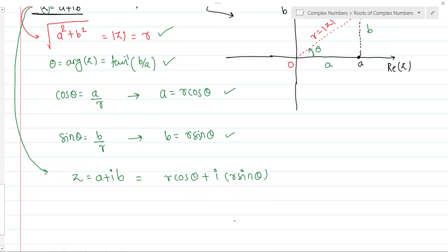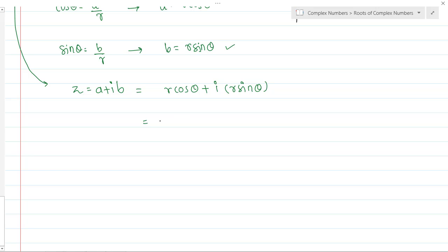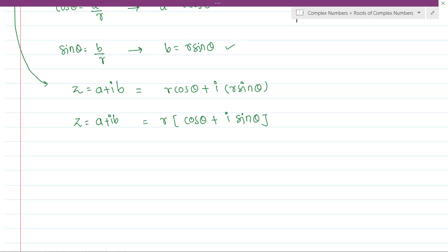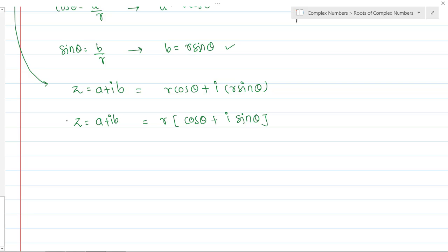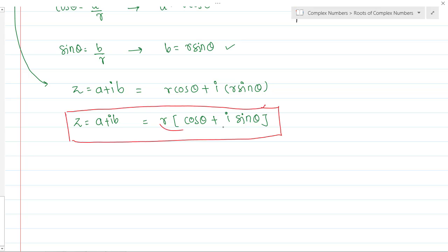So if I take r common from this, I will have cos theta plus i sin theta. So z is equal to a plus ib, which is nothing but r into cos theta plus i sin theta. What is this? This is nothing but the polar form of the given complex number. So this part is known as the polar form of the complex number.